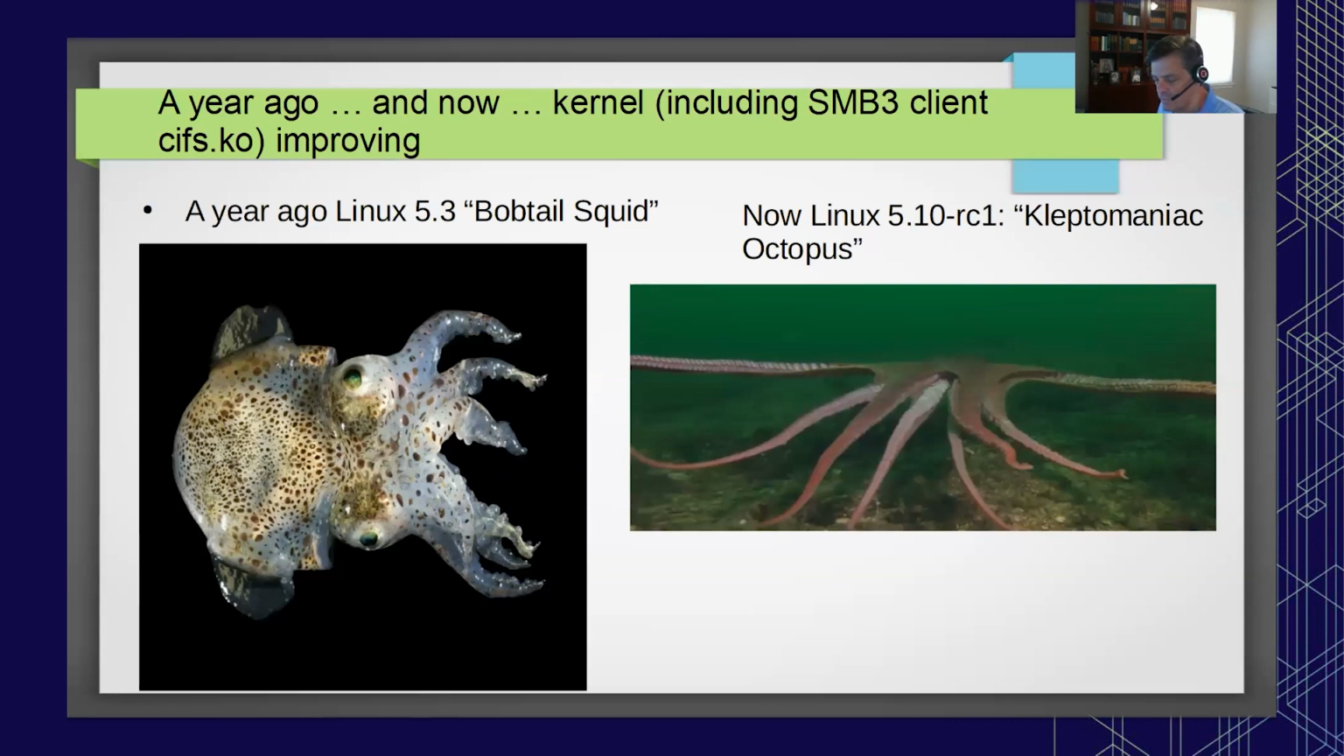So a year ago, Linux was at the 5.3 kernel, and now we're at the 5.10 RC1 kernel. If you notice, Linux has very colorful names with unusual animals many times, and we're at kleptomaniac octopus. And hopefully you guys can find a better picture than I could, but that's the best I could find.